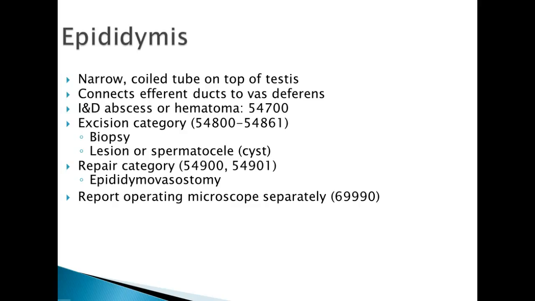The epididymis is a narrow coiled tube located on the top of the testes that connects the efferent ducts at the back of each side of the testicle to the vas deferens. The epididymis is divided into the caput, which is the head, the corpus, the body, and the cauda, which is the tail. The epididymis can become infected, inflamed, and or obstructed.